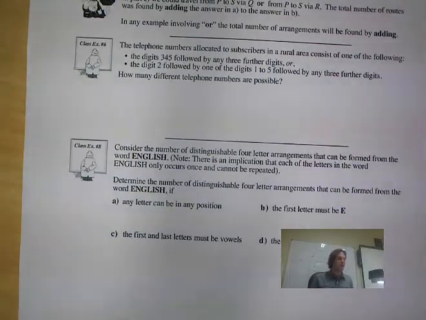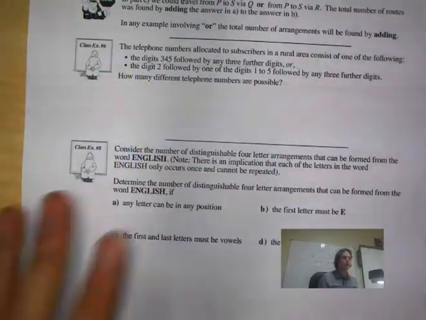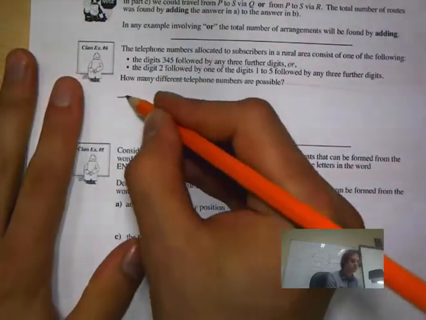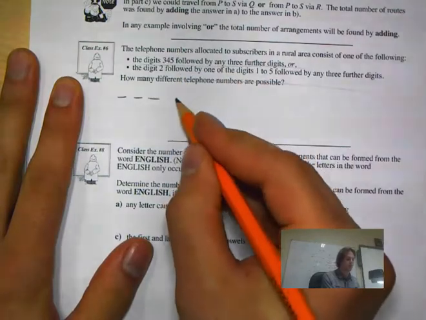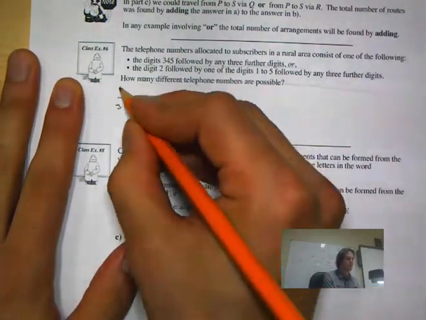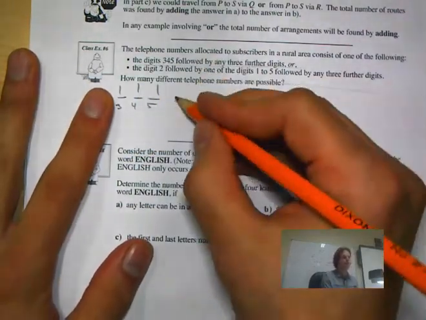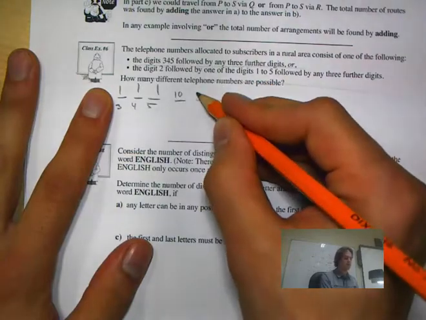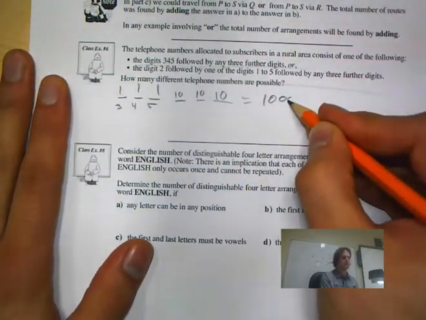Okay? Here we go. Example number 6 says, telephone numbers are allocated to subscribers, and the rural area consists of the following. We could do this, or we can do that. So the first one has 6 digits, because it's these digits followed by 3 other digits. So these digits, we can only have 3, 4, or 5. So that's 1 option for each. Then, followed by any 3 further digits. Well, we could have 0 to 9. So that's 10 digits, 0 to 9, 0 to 9. Which gives me a total of 1,000.